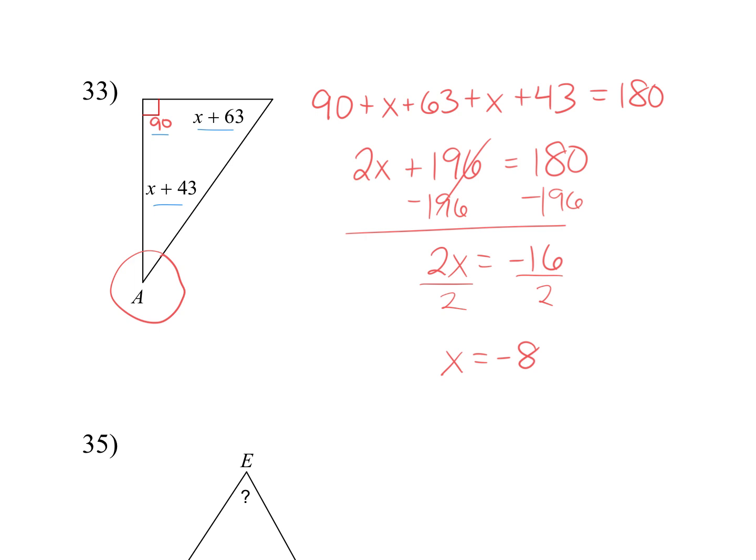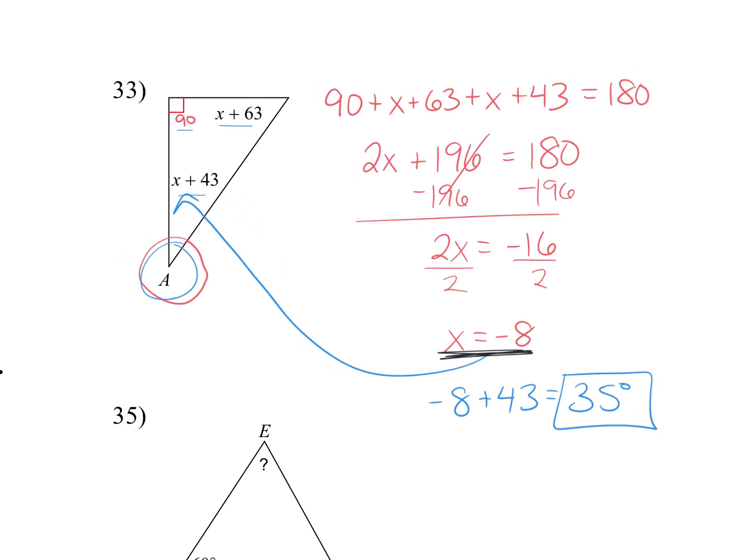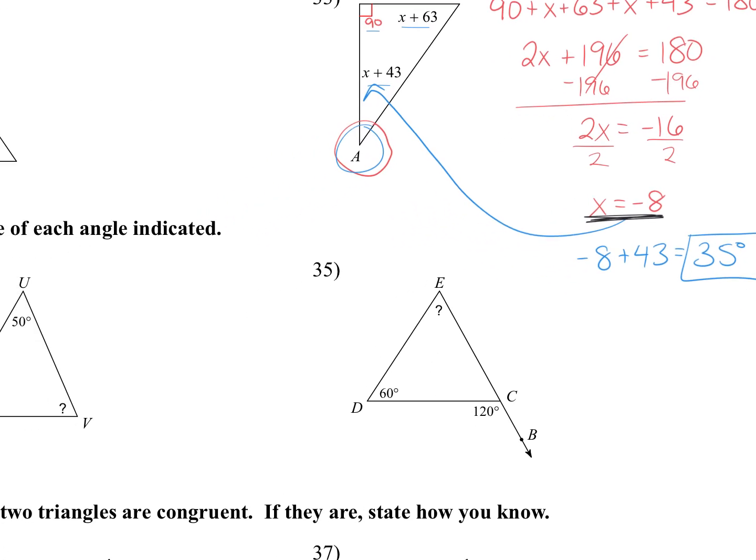Okay, how do we find the measure of angle A? Plug it in. Plug it in to that equation right there. So we have negative 8 plus 43, which is 35. Okay, so again, I want to emphasize it is okay to get negative x values. Just when you plug it in, just make sure you have a positive answer. Okay. All right, 34 and 35, same idea.